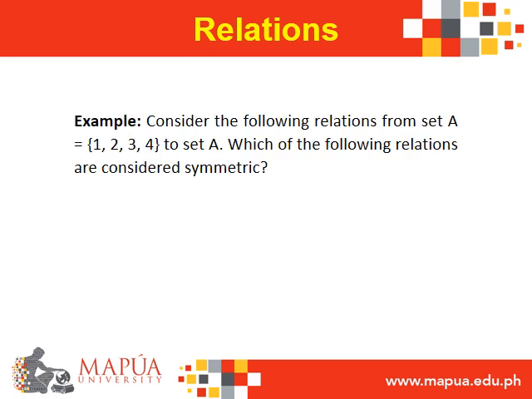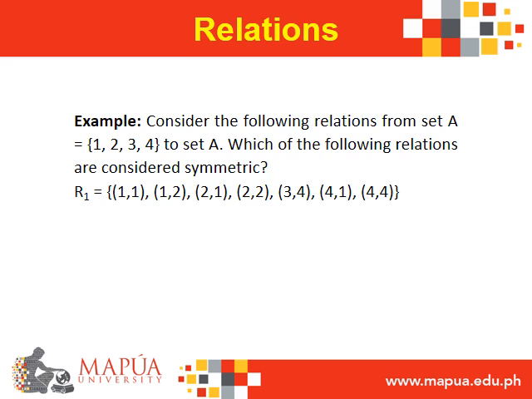Let us then evaluate this given example whereby we have set A containing values 1 to 4 and we form relations from set A to set A. If we look at relation R1, R1 is not symmetric because R1 contains the ordered pair 3, 4, but it does not have its symmetry, which is 4, 3.